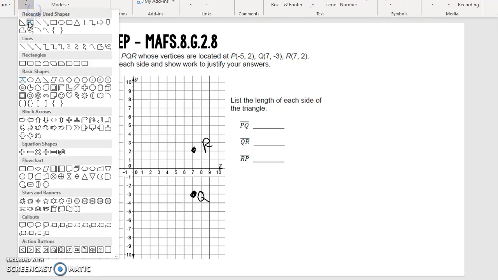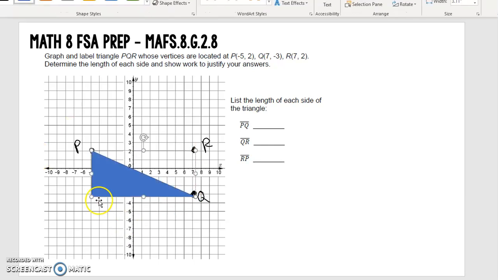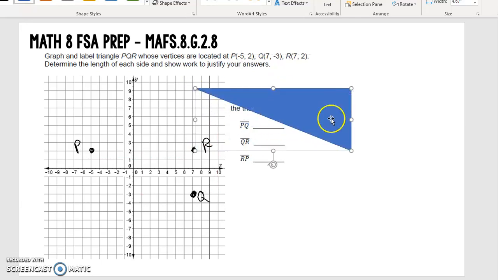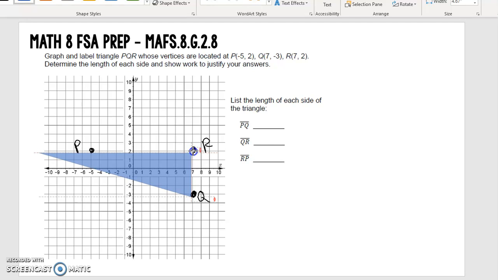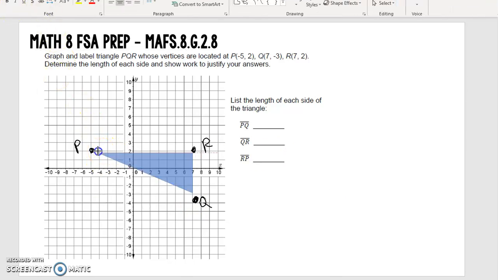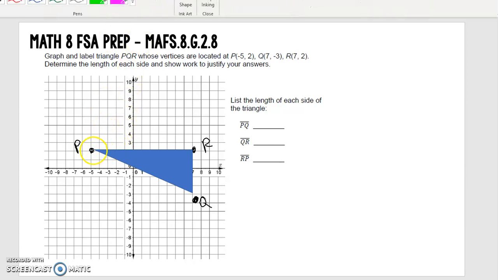So the coolest thing is if we actually draw in our triangle, you'll notice that we have a vertical distance and we have a horizontal distance. So from P to R and R to Q, we don't actually have to calculate anything. We just need to count. From P to R is 1, 2, 3, 4, 5, 6, 7, 8, 9, 10, 11, 12 spaces. So R to P is 12 spaces. R to Q is 1, 2, 3, 4, 5. I had it down one too many, so 5 spaces.